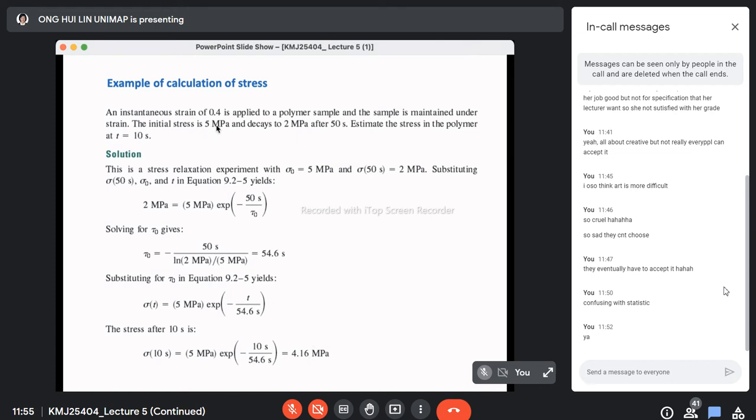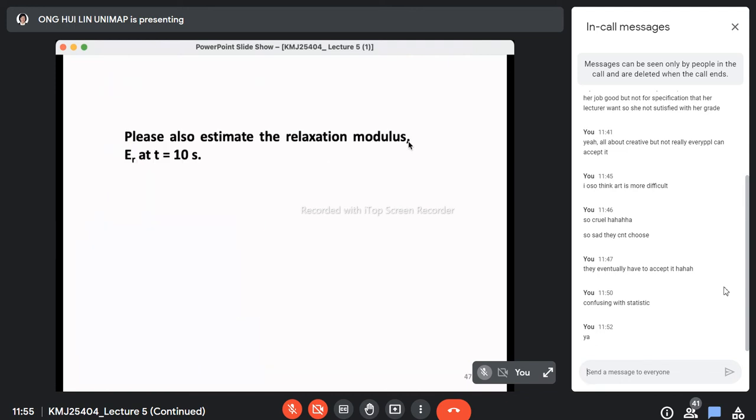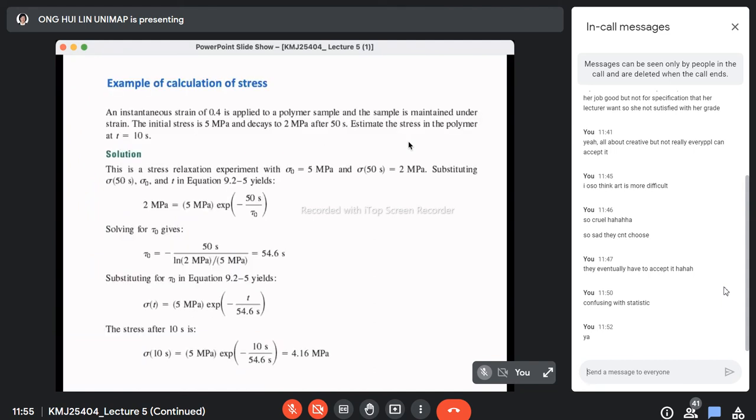From 5, after 10 seconds, it's 4.16. After that, maybe the question goes further. If I ask, please also estimate the relaxation modulus at 10 seconds, a further question, how are you going to do it? There is no answer here, but we discuss now. It's very easy. So how are you going to do it? Now you have the stress.